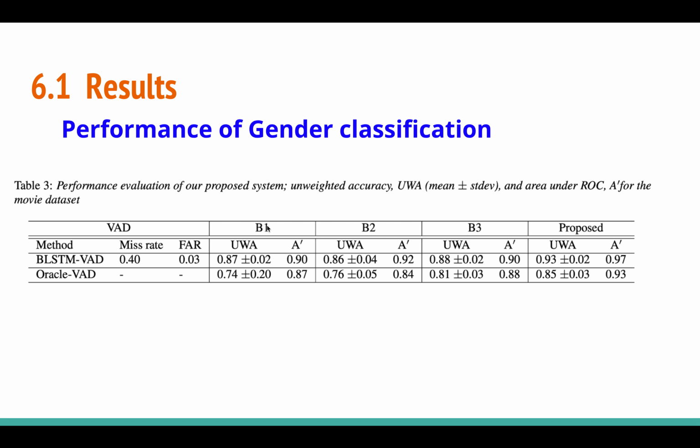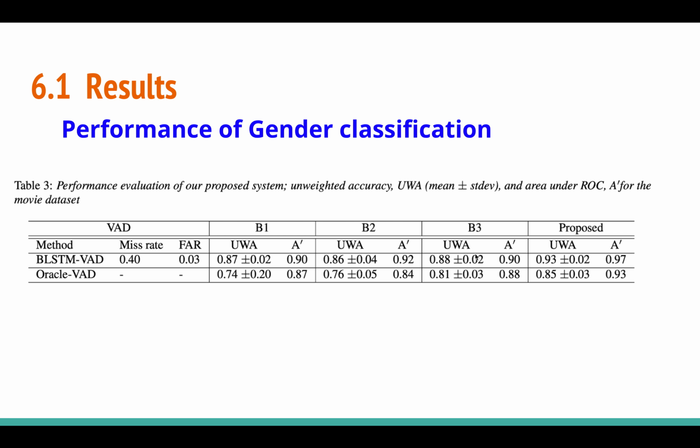B1 is basically a GMM model trained with MFCC data, trained with the WSJ corpus, and we can see here it is around 87% accuracy, and area under the curve is around 0.90, and that is with BLSTM WAD, and if they use Oracle WAD, they get around 74%, right? And what is B2? B2 is nothing but our transfer learning model trained on WSJ data, which gives us accuracy around 86% unweighted accuracy, and area under the curve is 0.92.